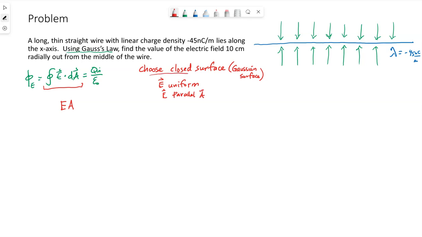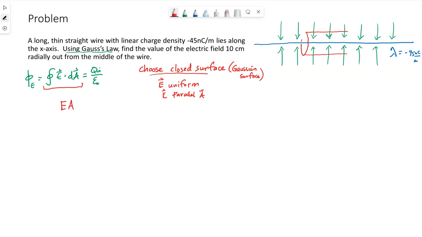Our choice of a closed surface is one that's symmetric to what we know the electric field looks like. So this line of charge, we know the electric field is going to point towards it because it is negatively charged. I want to choose a Gaussian surface. This is just an imaginary surface. It needs to be closed.